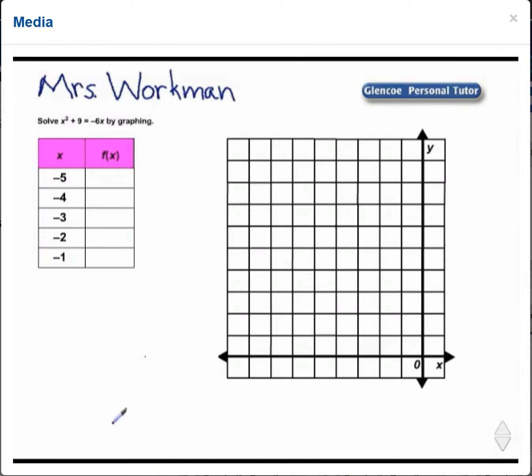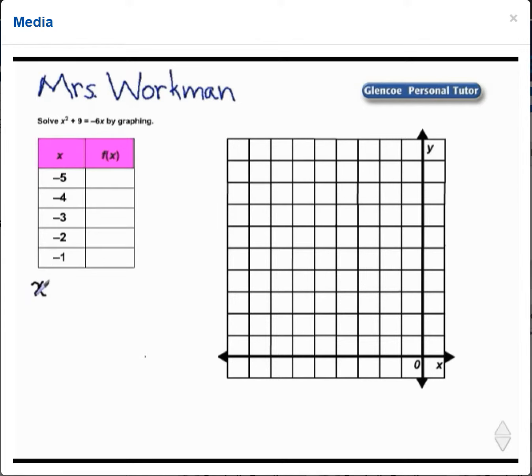Solve x squared plus 9 equals negative 6x by graphing. X squared plus 9 equals negative 6x is a quadratic equation. The strategy we're going to use is we're going to look at the graph of its related quadratic function, because we remember that the x-intercept or x-intercepts of a quadratic function are also the solutions of its related quadratic equation. Now, let's get started on that, and it'll become a little bit clearer as we work through.